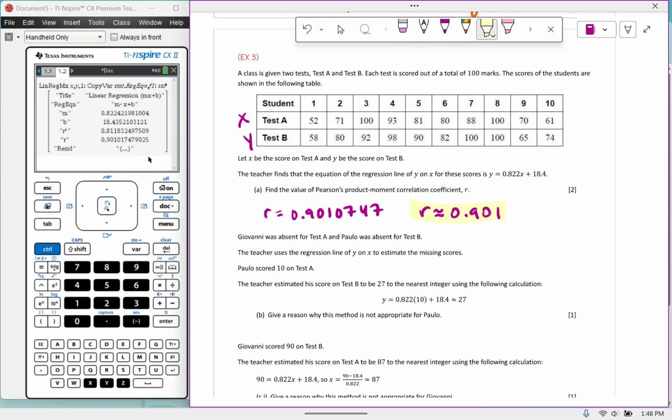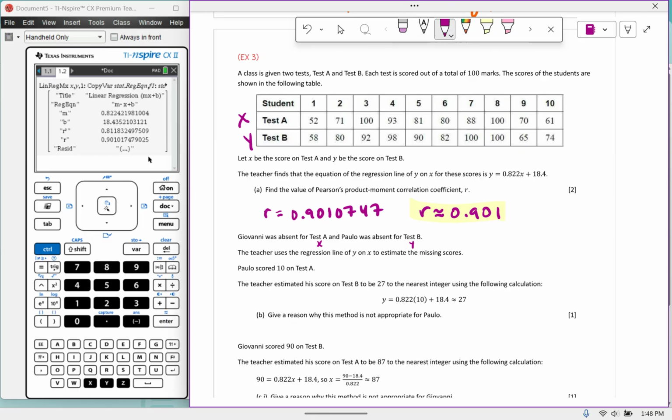Now, Giovanni was absent for test A. Test A is which variable? Just put it under so you can keep track of it. And Paolo was absent for test B. The teacher uses the regression line of y on x to estimate the missing scores. Paolo scored 10 on test A. The teacher estimated his score on test B. Okay, so he used his score on test A to estimate his score on test B to be 27 to the nearest integer using the following calculation.